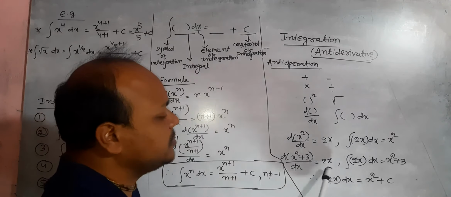Since we don't know what the constant is, in general we place c. So in integration, this is the general format. Here is the symbol of integration. We place the thing of which we have to find the integration. This is called the integral. Integral means the thing of which we have to find the integration. And this is called dx, the element of integration. Always we have to multiply in case of integration. This is the answer, and plus c, the constant of integration. This is the general format of integration.